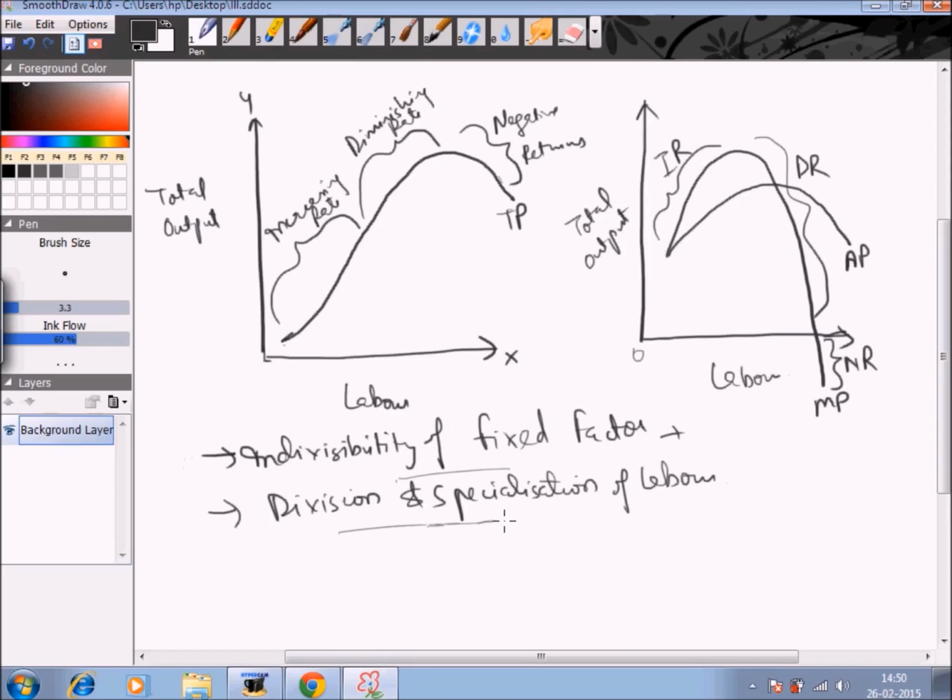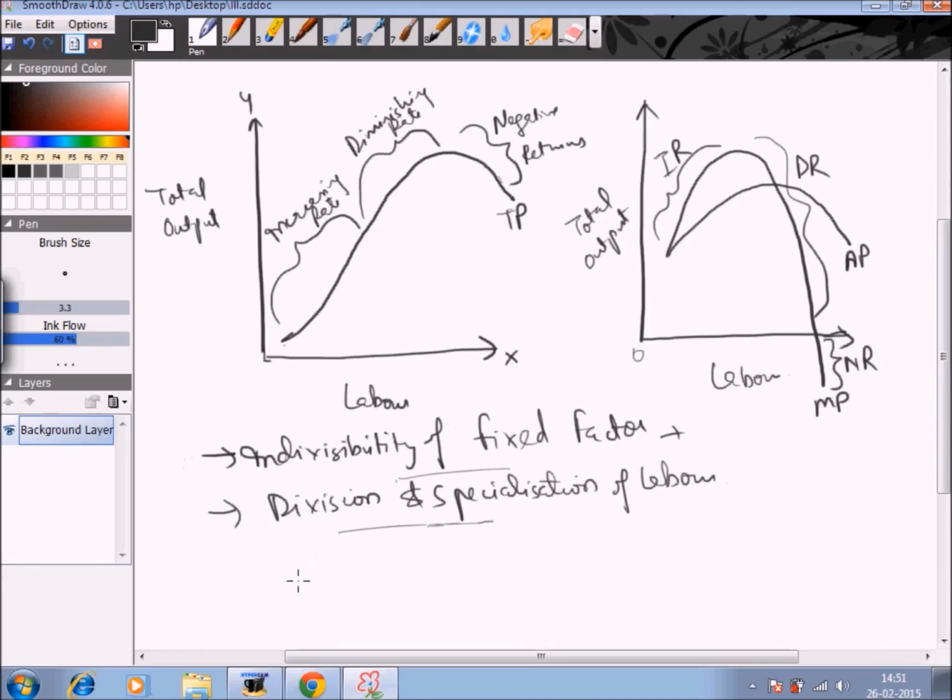Suppose we have a separate manager for the finance department, a separate manager for the human resource department, a separate manager for the marketing department, the productivity will increase. But after that, if we further increase the scale of production and the department also becomes big, there are more employees to be handled by just one single manager, so the productivity per manager will decrease. So this is also a main factor behind the law of diminishing returns. So this was all about the law of diminishing returns.